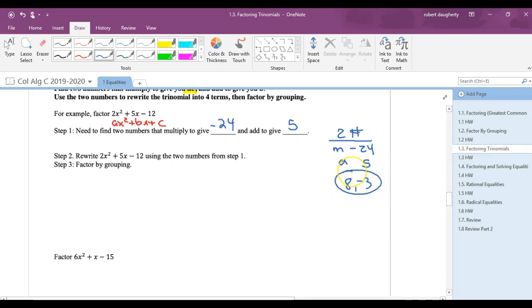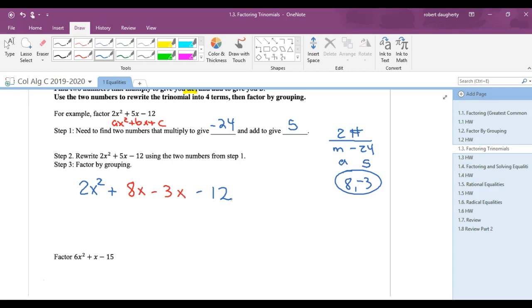And then I'll just double check. When I multiply those numbers, I get negative 24. When I add them, I get a 5. Now here's the big difference you got to hang on to. I'm going to rewrite this equation. 2x squared, and I'm going to take these numbers you see right here, plus 8x minus 3x minus 12. Okay, what's 8x minus 3x? 5x.